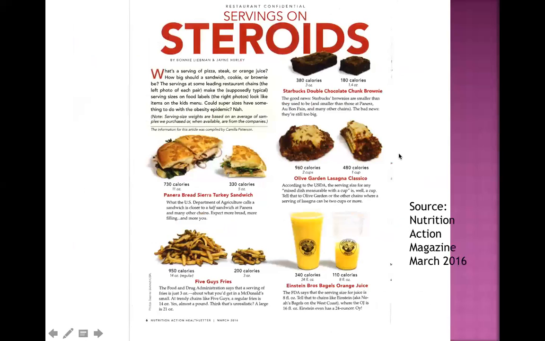This is an article taken from Nutrition Action magazine, and it's looking at portions on steroids, or supersized portions. So these are looking at restaurant portions in popular restaurants. You've got Panera, Five Guys Fries, Einstein Brothers, Olive Garden, Starbucks. But these are all foods that people eat on a very regular basis and even might make at home. Look at this orange juice. Normal serving, 110 calories. The serving they sell, 340 calories. The fries, almost 1,000 calories for these fries.